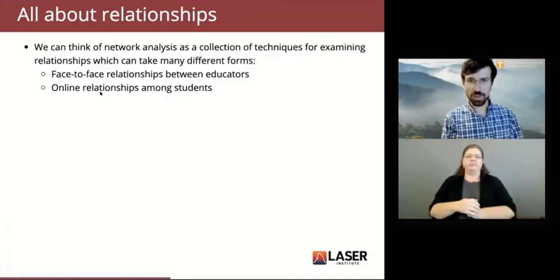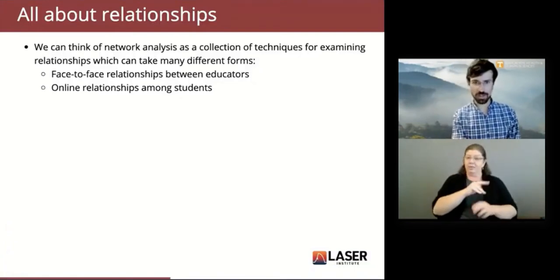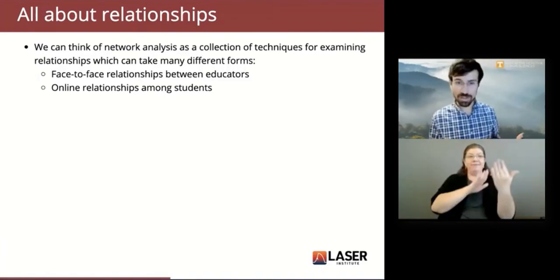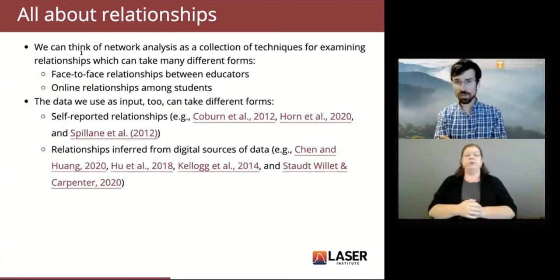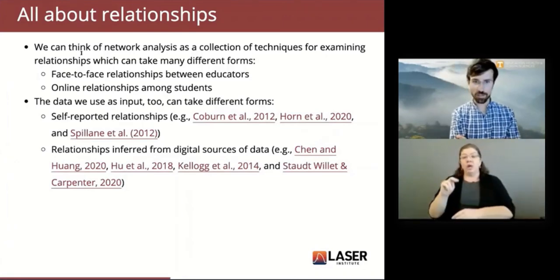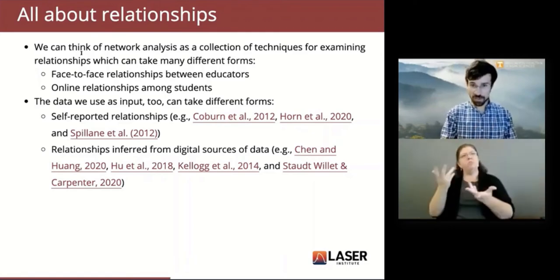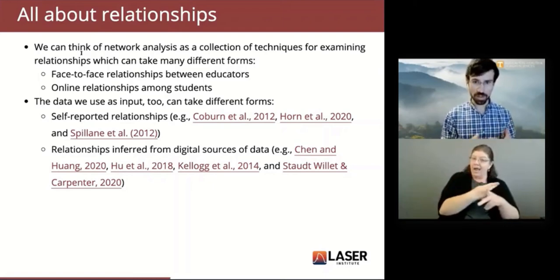So what is social network analysis? We can think of network analysis as a collection of techniques for examining relationships that can take many forms. And I just want to highlight here that these can be face-to-face relationships or online relationships. The data we use for social network analysis can also take a lot of different forms. So that's one thing I want you to be thinking about right now: if you're interested in network analysis, don't think about just one kind of social network or one kind of relationship.